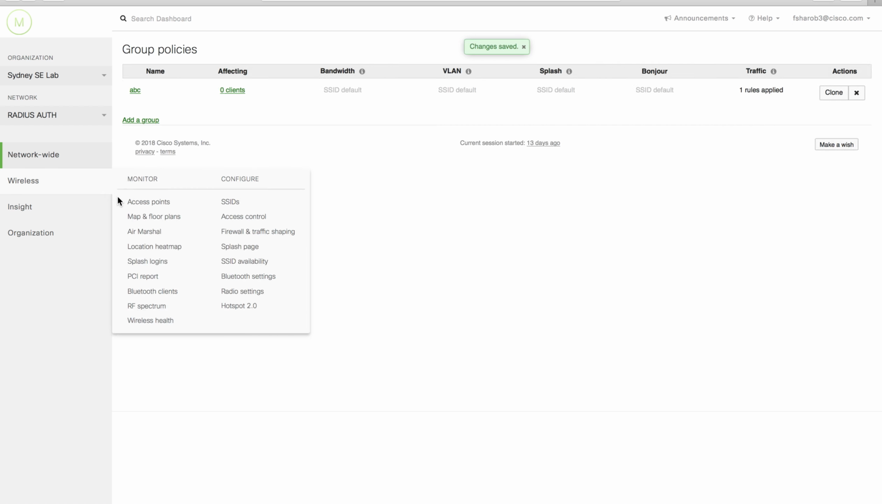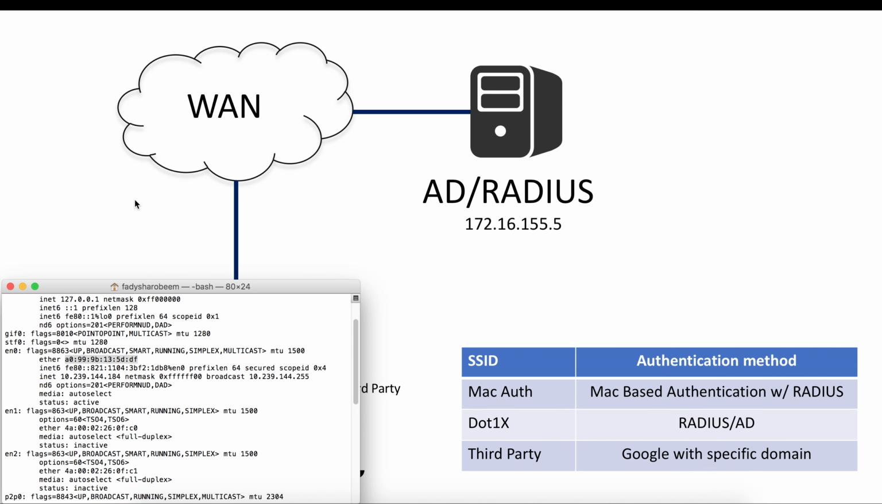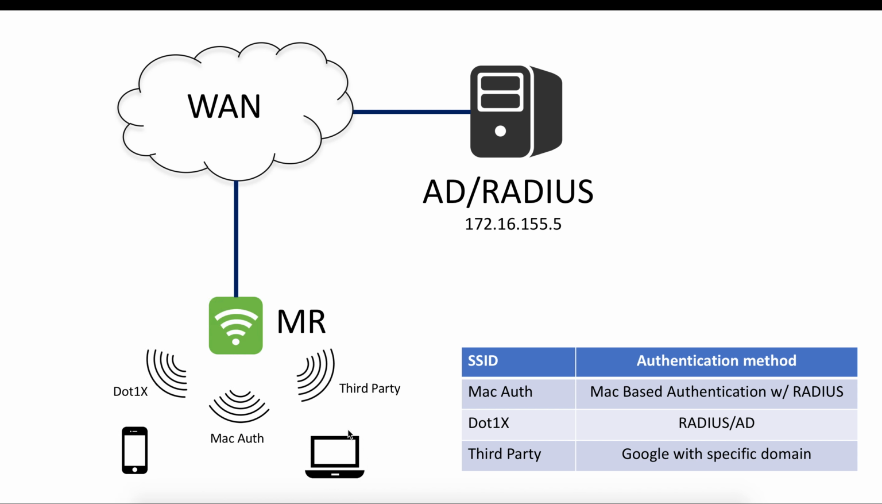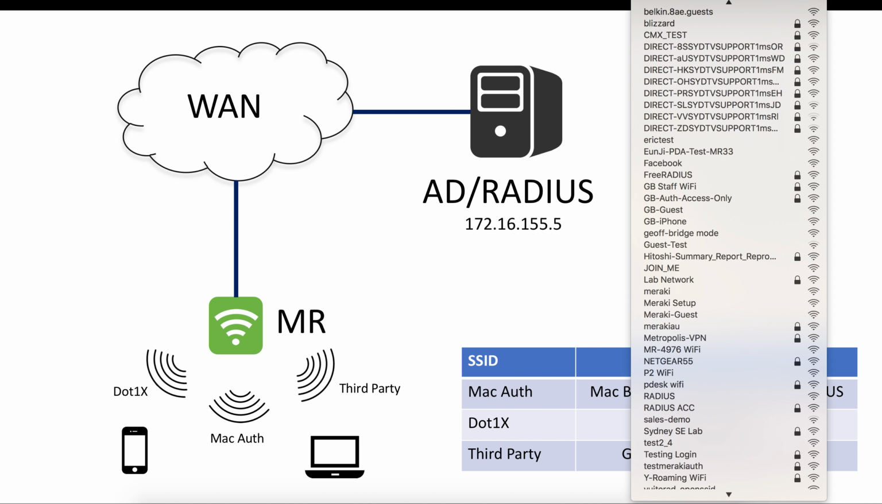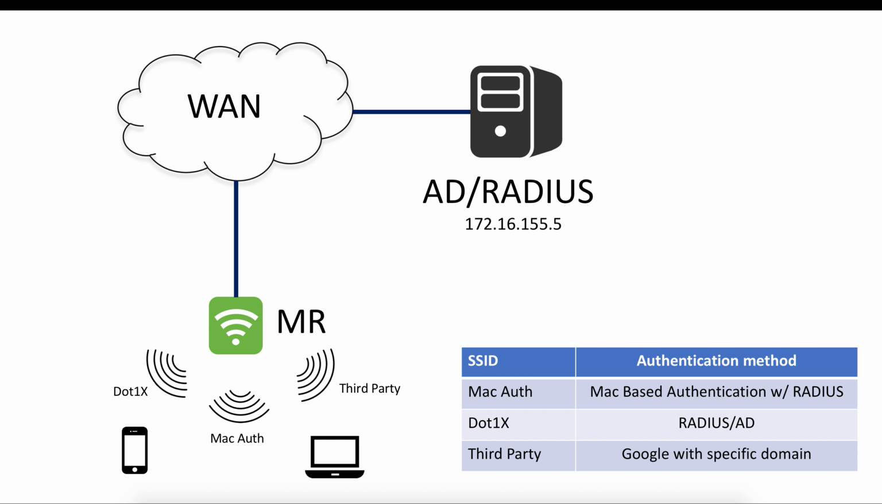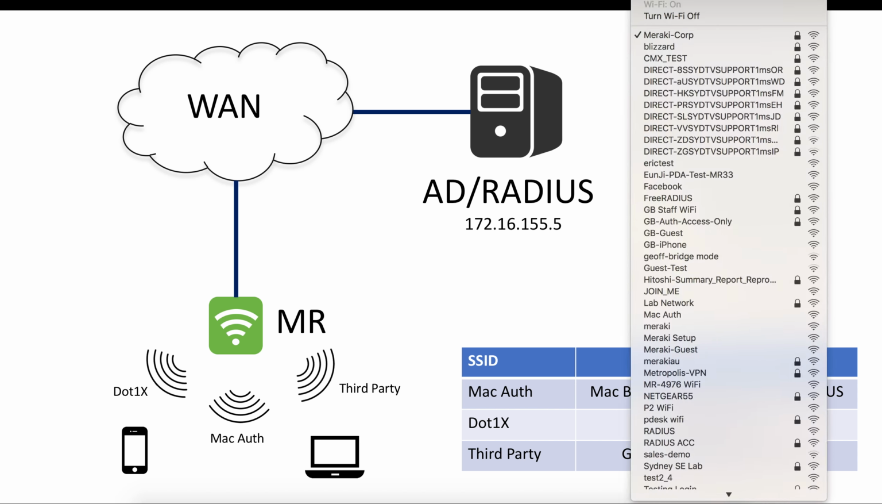Good. So what we've done now is we've created one SSID. We're doing MAC-based authentication. So if I try to connect from my computer using this SSID, it will verify my MAC address, give me a policy called ABC, and allow me to access the network. So let's try to find this SSID that we just created. It's called Mac Auth. Give it another second. Here we go. So this is the SSID that we do have.